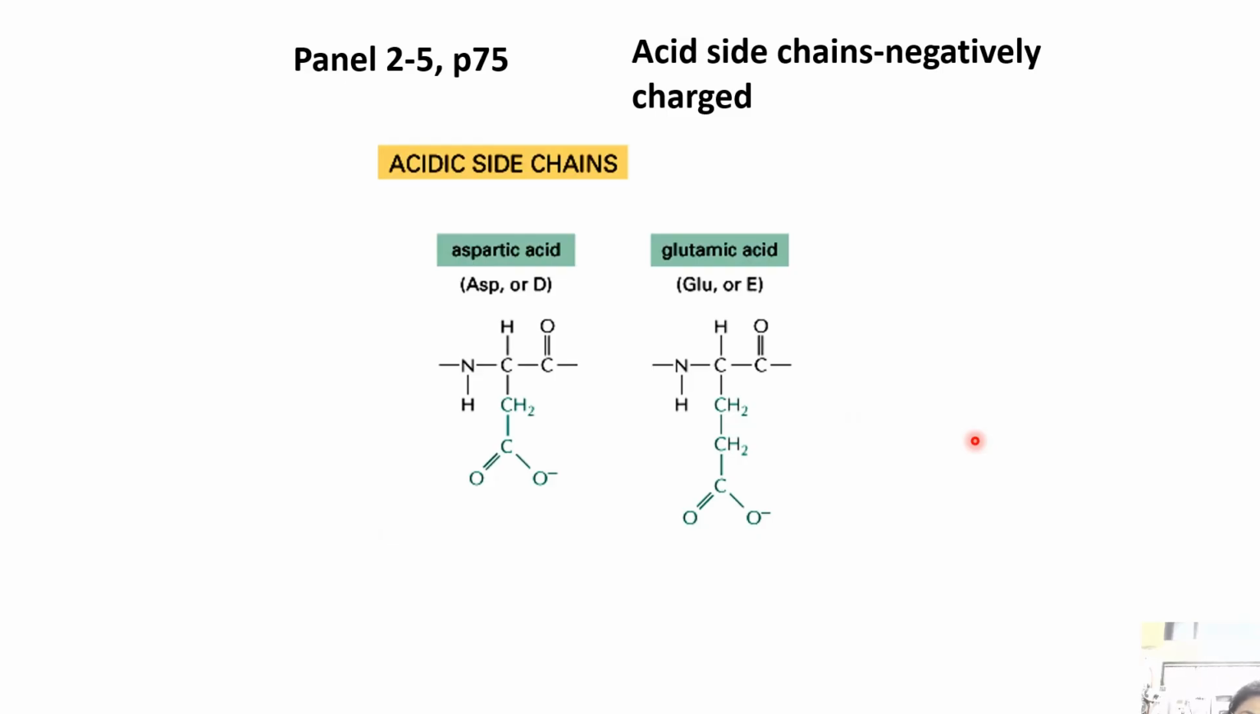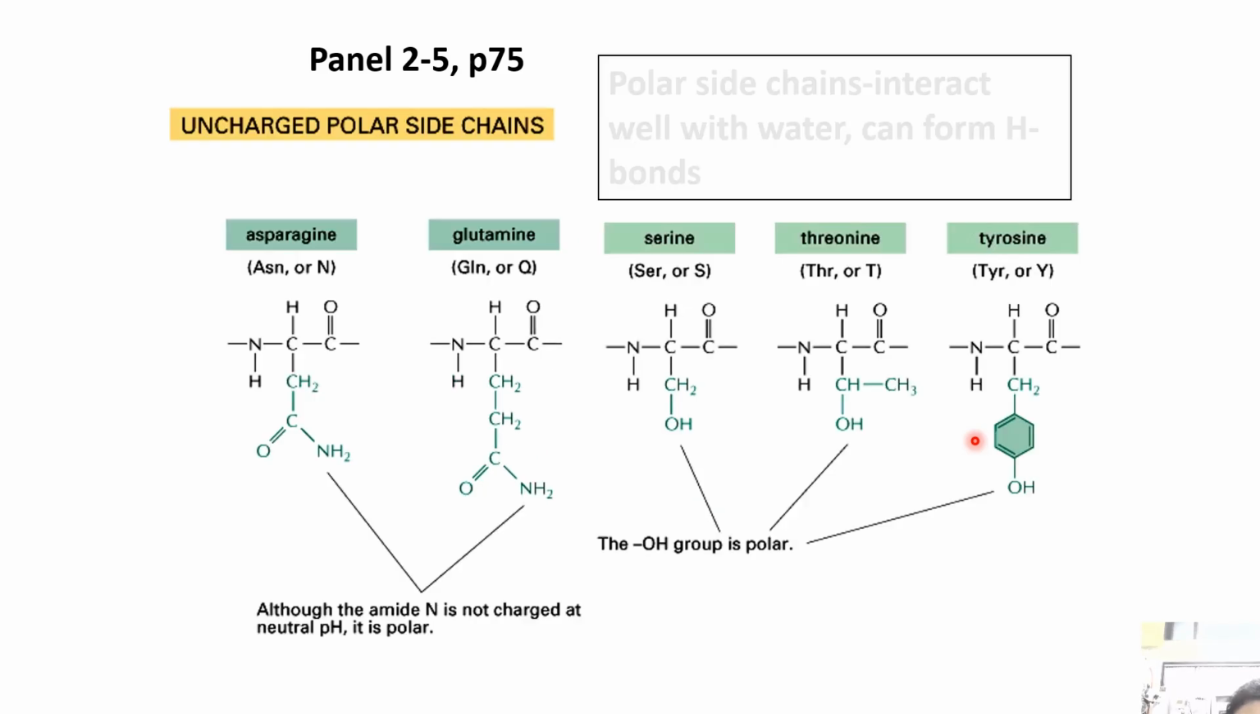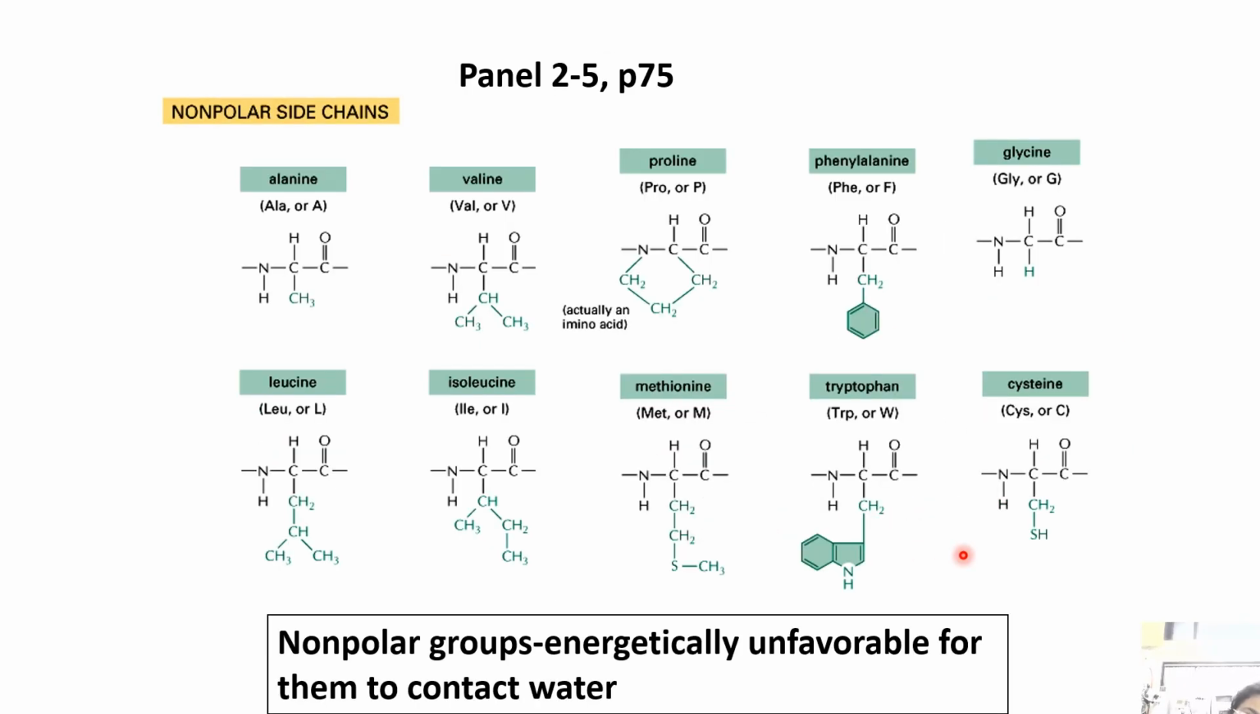These are the acidic amino acids, aspartic acid and glutamic acid, because their acid side chain is negatively charged. Then we have the uncharged polar side chains. Polar side chains interact well with water and can form hydrogen bonds, like asparagine and glutamine. Although the amide N is not charged at neutral pH, it is polar. Then we have serine, threonine, tyrosine. The OH group is polar, right?